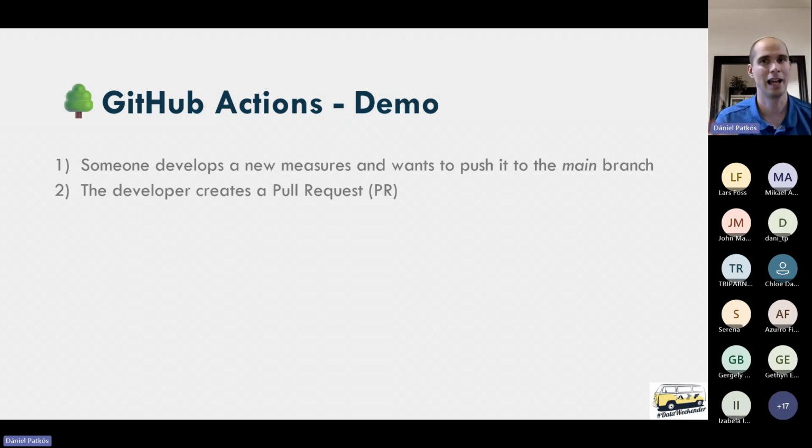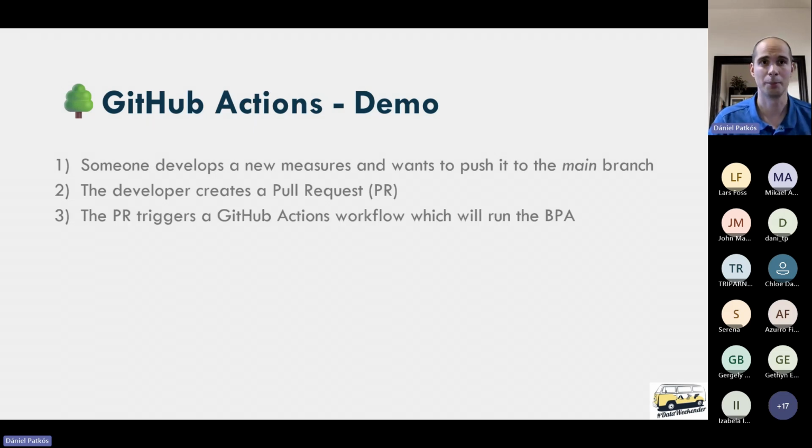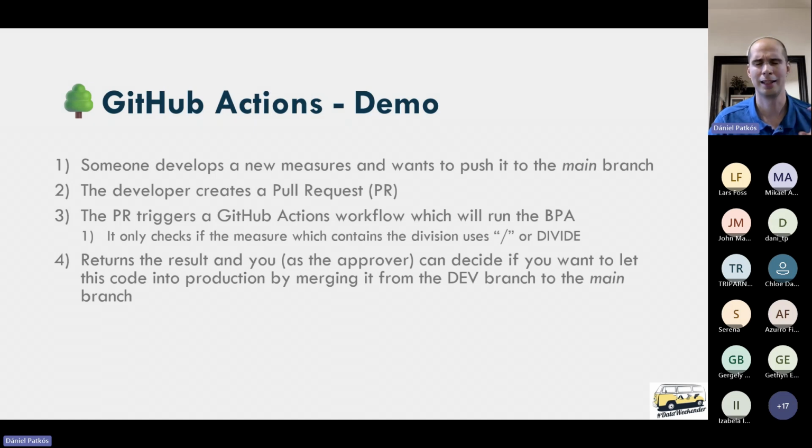So it's not like everyone can merge and put their version or their code into one. There is a proper way to do that. If you want to add checks and balances, then this is going to be the right way to operate. So we are going to create a pull request. This pull request is going to trigger an automation, which is going to run the Best Practice Analyzer. It is only going to check whether our measures use the divide function if there is a division, or if they are using the divide operator.